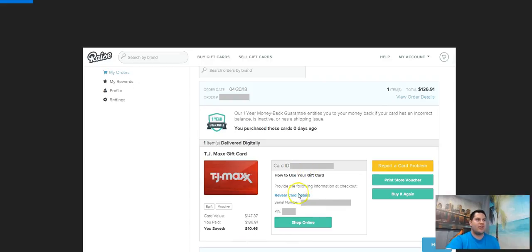And then all I gotta do is I can either shop online or I can do the print store voucher, which is what I'm gonna do, and I'm gonna take it to TJ Maxx. I'm gonna buy some stuff and save some money that way. And I bought this using an Air Miles card. So any online purchase that I make, I end up getting two Air Miles per dollar. So I got 272 Air Miles.